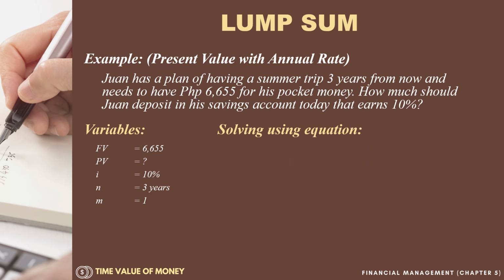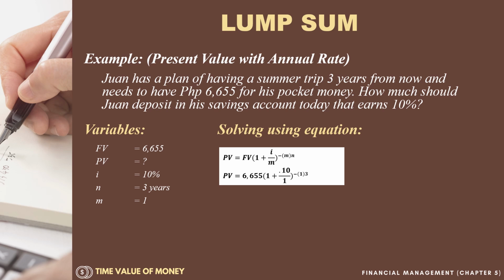Let us now solve this problem using the equation. Again, the equation for the present value lump sum is PV is equal to FV times (1 plus I over M) to the power of negative M times N. I will be using the first option, which is this equation. So let us replace these variables with numbers.